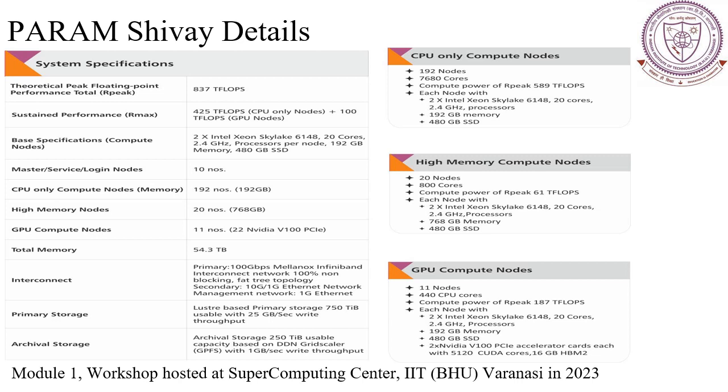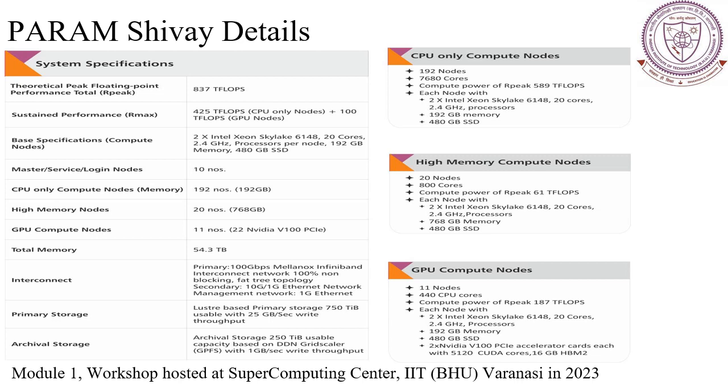So if we see the specification of our CPU, HM and GPU nodes, we have 192 nodes, and each node has 192 GB memory, and you know that in each node we have two CPUs and each CPU has 20 cores. So a total of 40 cores are in one node. If we multiply with 192 nodes we get 7680 CPU cores. Then the Rpeak performance is 589 teraflops for the CPU only compute nodes.